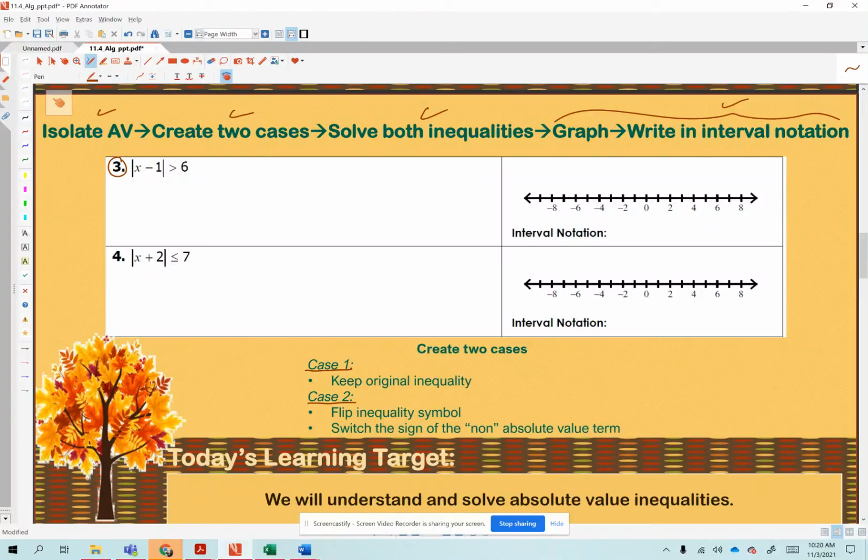Okay, so let's solve number 3. We rewrite our two cases. x minus 1 is greater than 6, and x minus 1 is less than -6. And we'll add 1 to both sides, which gives us x is greater than 7. And we will add 1 to both sides of this inequality on the right, which gives us x is less than -5.